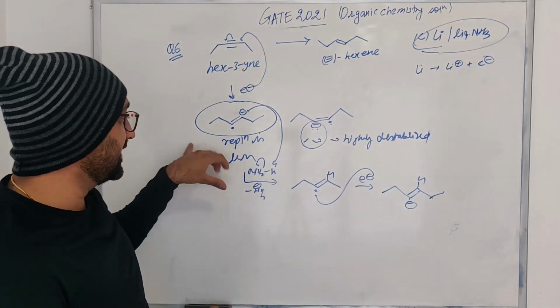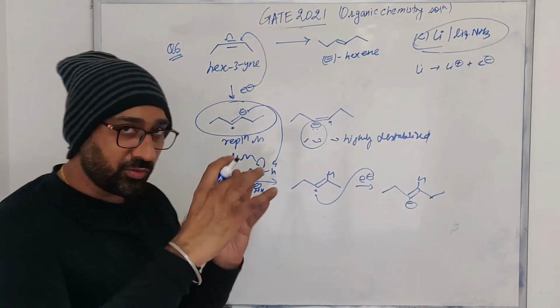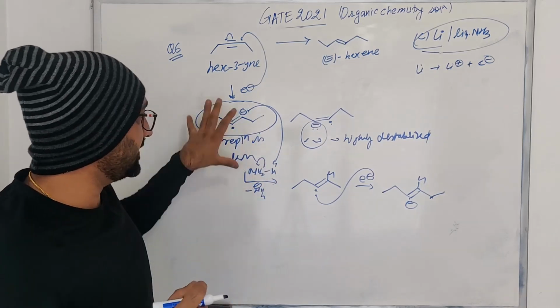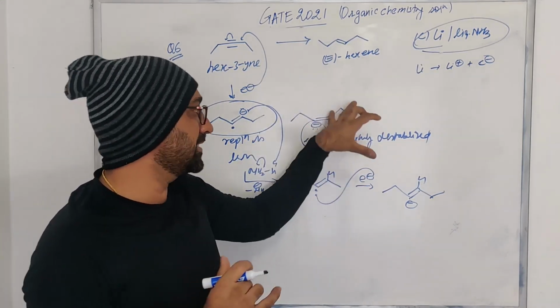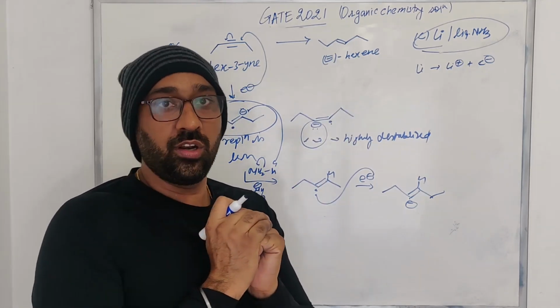But what is the main reason? The main reason is that when the two are apart from each other, the repulsion is less and this is somewhat stabilized, but the other system is highly destabilized. That's why you cannot have the cis olefins.